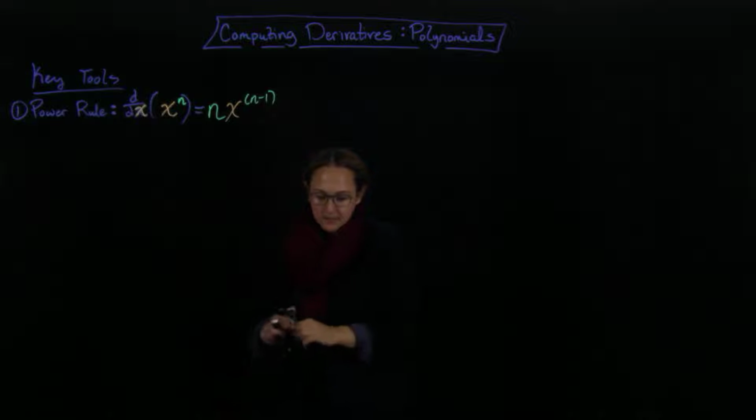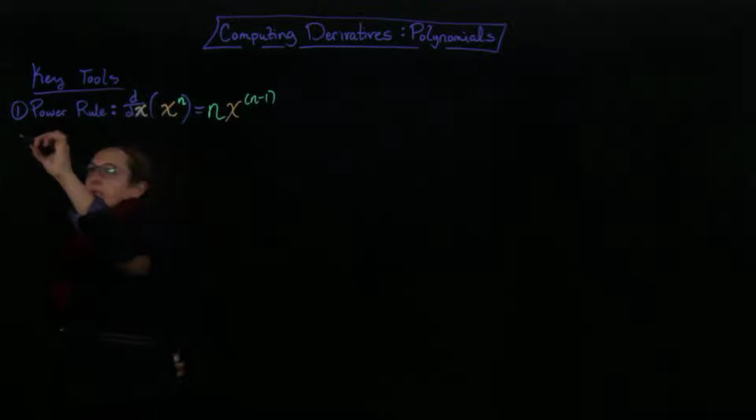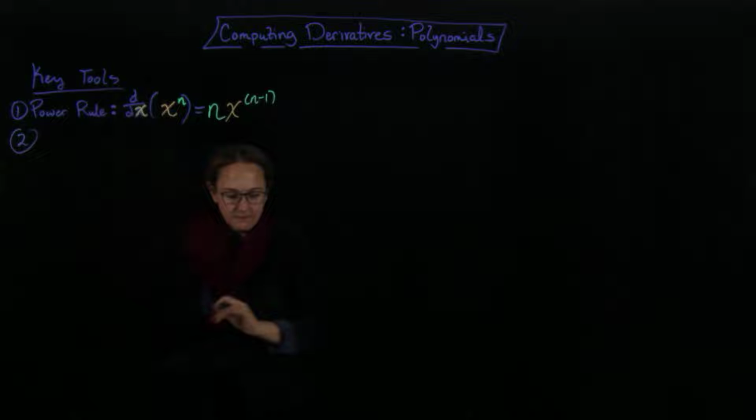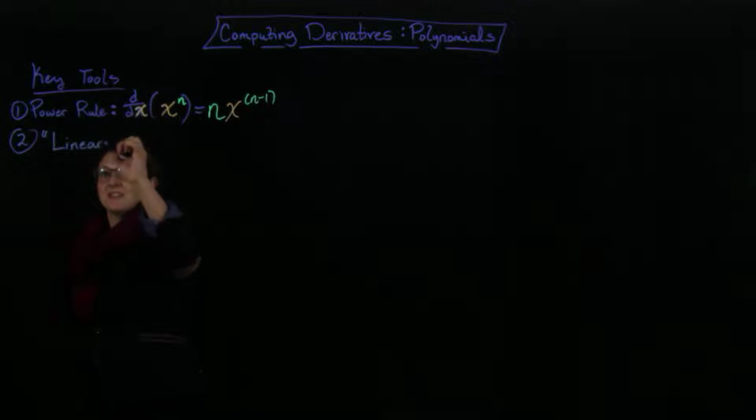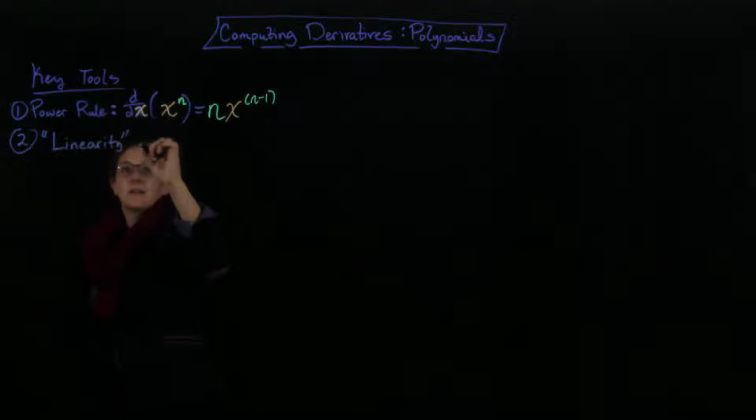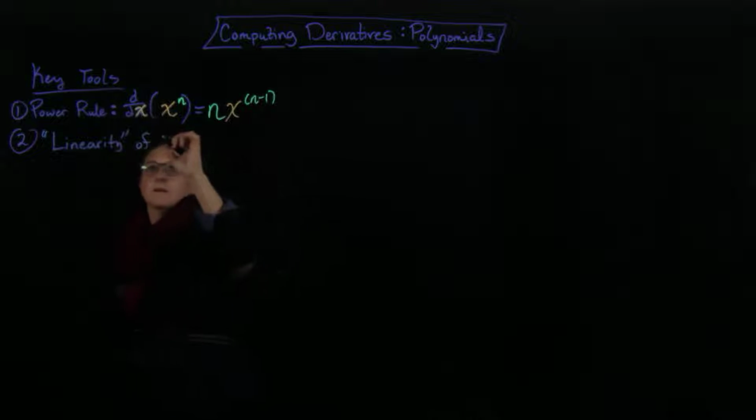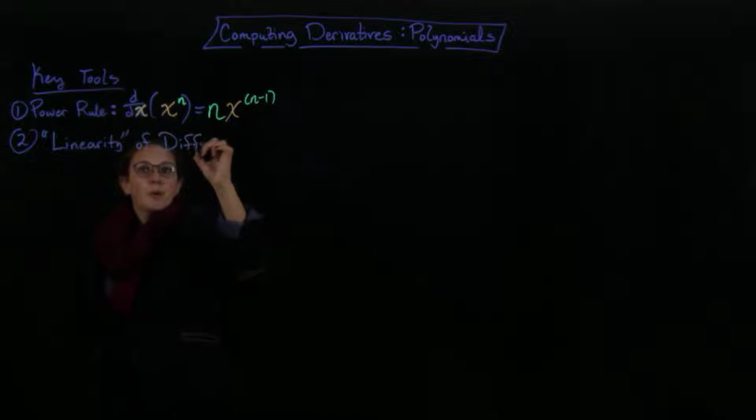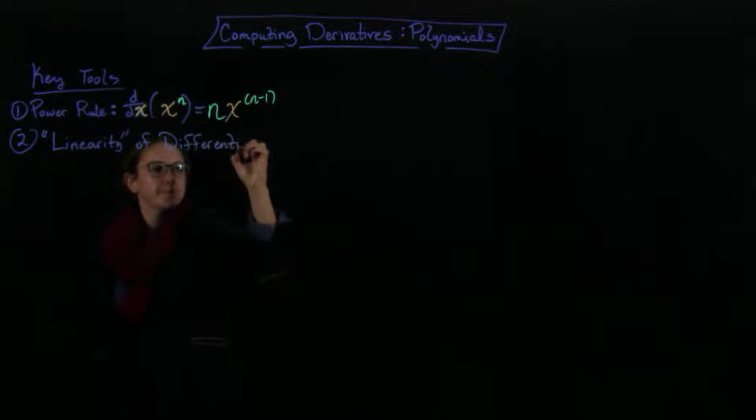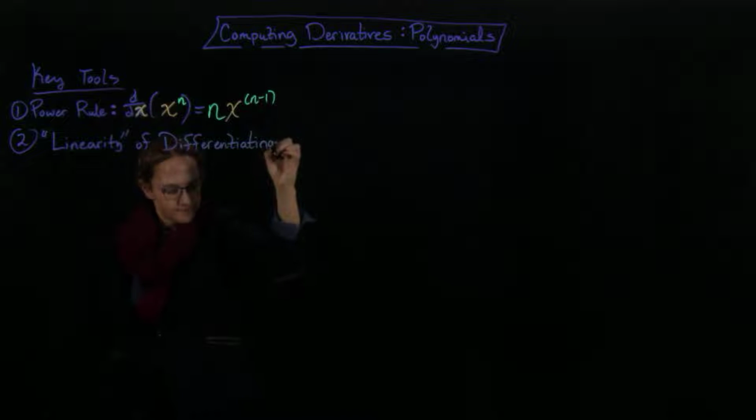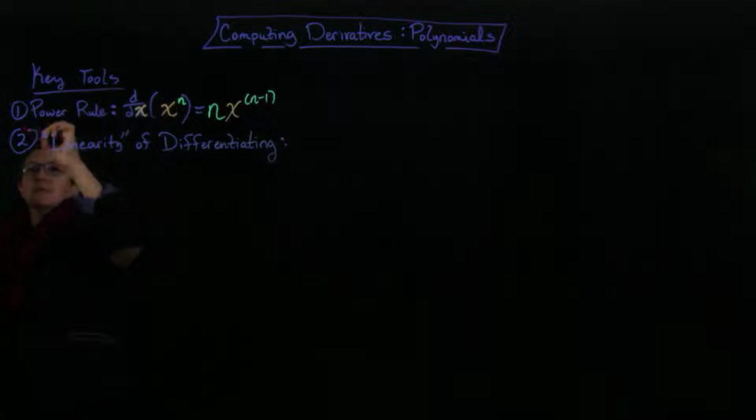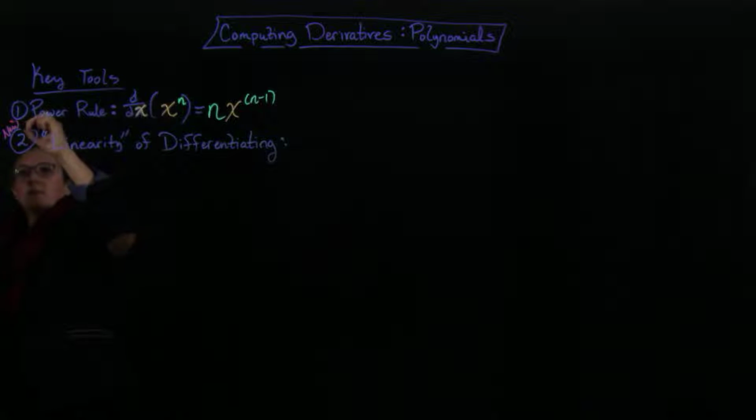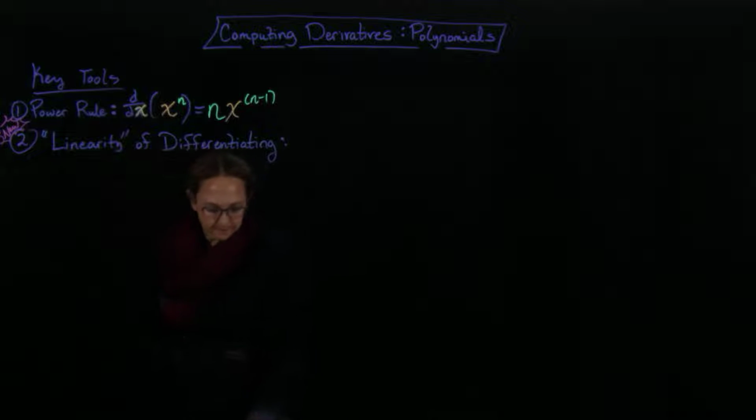The second thing that we have is the linearity of the derivative. This one is new, and I'll indicate that in a second. This is linearity of differentiating. So let's indicate here that this linearity is new. It has two parts to it.